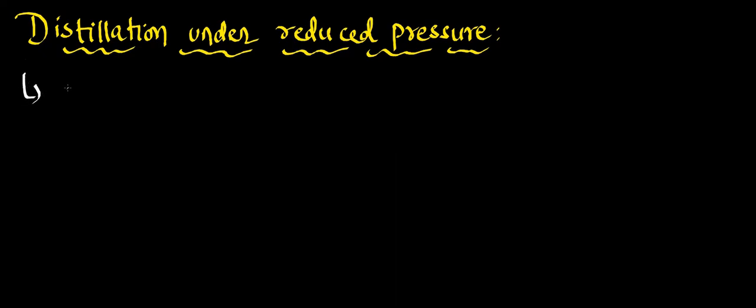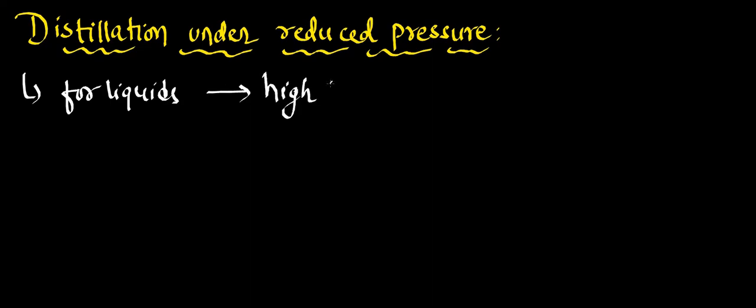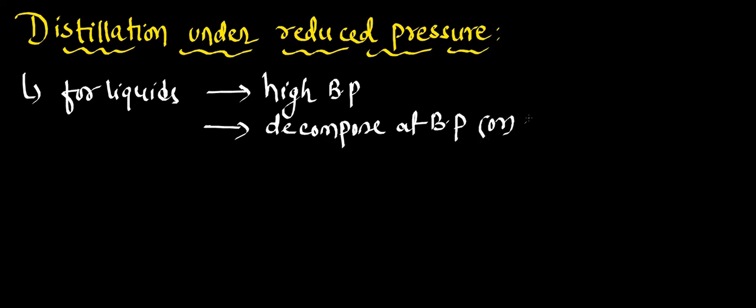So this technique is used for liquids which have a high boiling point and which decompose at their boiling point or less than their boiling point. If they decompose, then we don't have the same liquid and we can't get the same liquid as a distillate. So that is the reason we try to vaporize them at lesser than their boiling points.